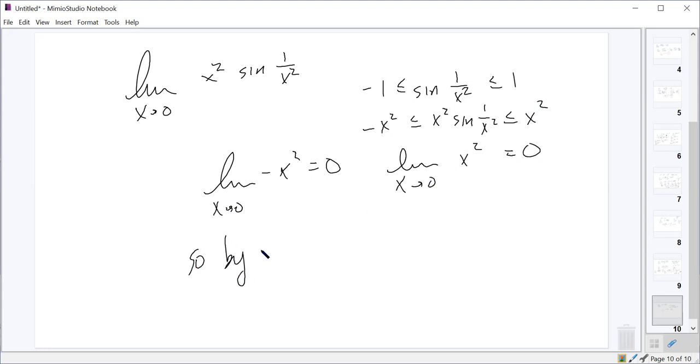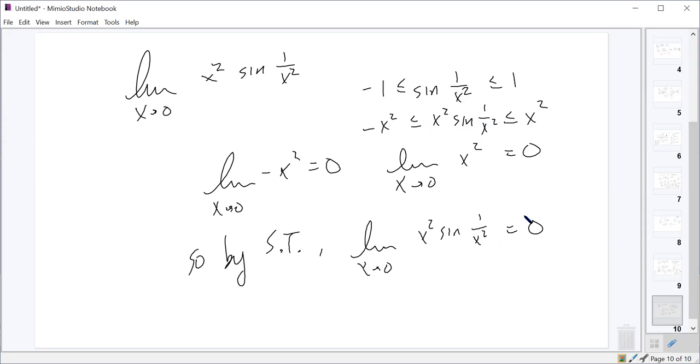And so by the squeeze theorem, since we know that x squared is always greater than or equal to x squared sine 1 over x squared, and negative x squared is always less than or equal to it, and the limits of both of those as we approach 0 are 0, by the squeeze theorem, that tells us that the limit as x approaches 0 of x squared sine of 1 over x squared also equals 0.